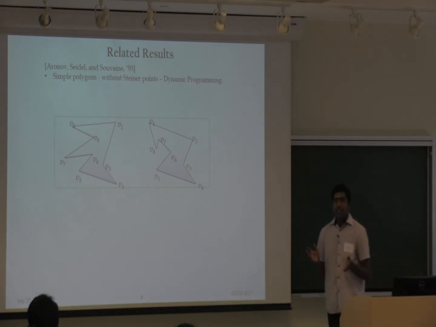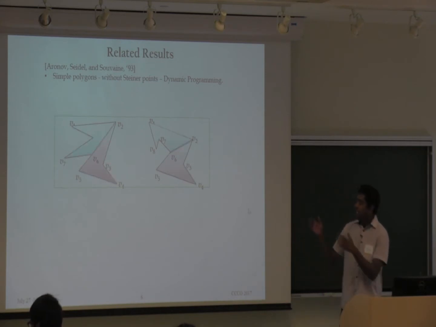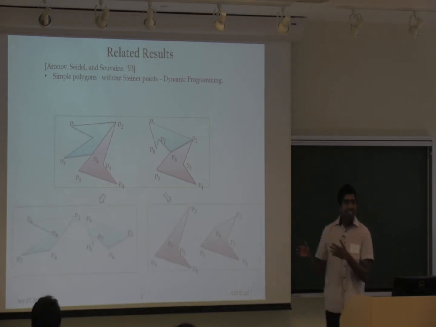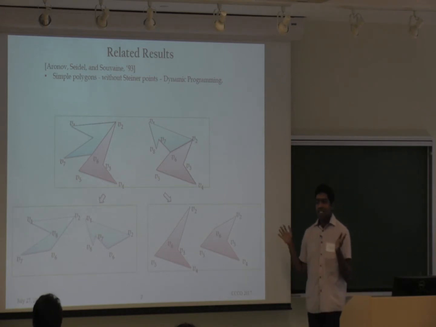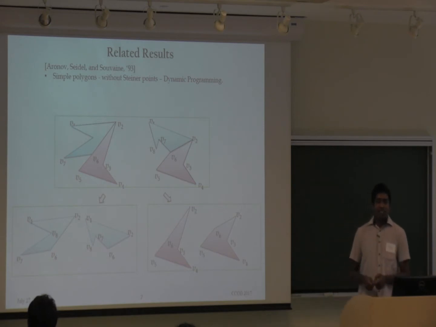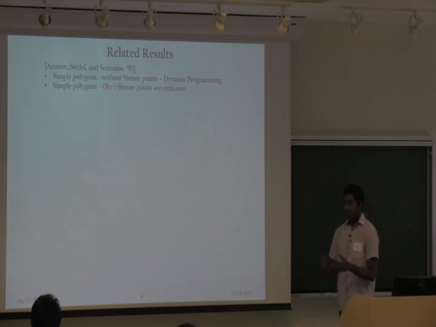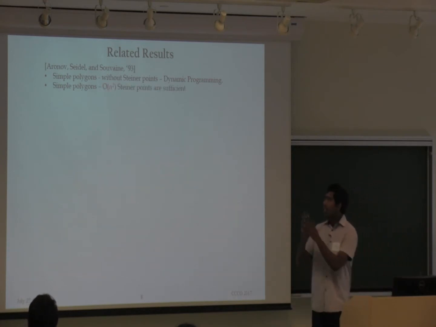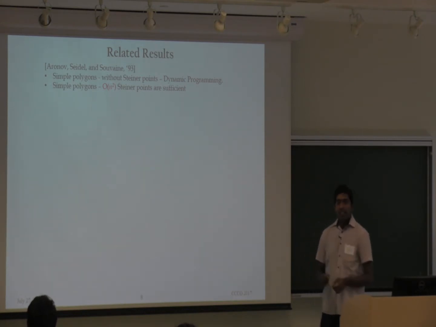And the idea is very simple. You just try every chord, divide the problem into subproblems, and then test recursively whether they have compatible triangulations. This is a very nice little dynamic programming that will give you a testing algorithm in polynomial time for zero Steiner points. If you are allowed to have many Steiner points, they show that order n squared Steiner points suffice to show you can always do it.